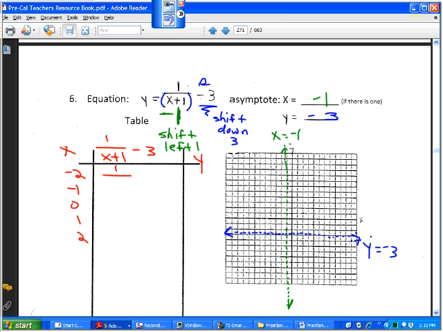So we're going to have 1 over negative 2 plus 1 minus 3. 1 over negative 1 plus 1 minus 3. 1 over 0 plus 1 minus 3. 1 over 1 plus 1 minus 3. 1 over 2 plus 1 minus 3. I'm getting confused on which one was plugging in, which one was changing.